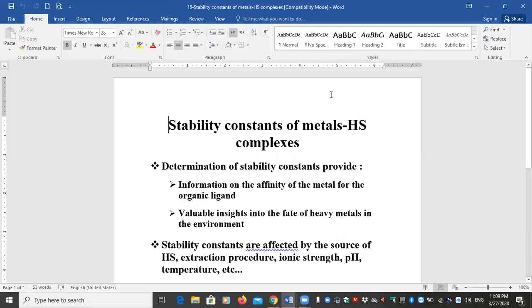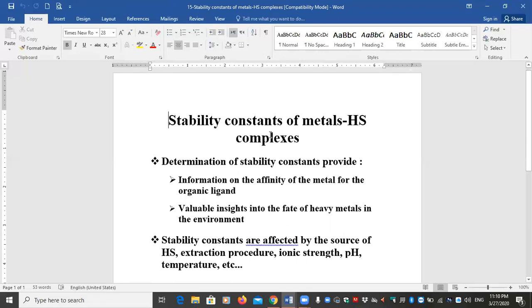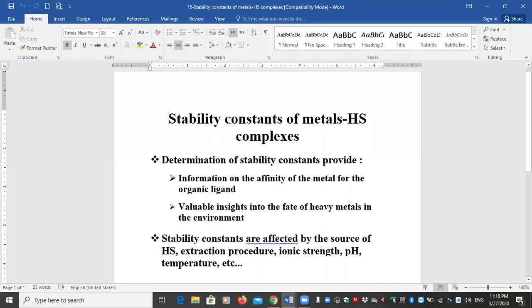The last thing we'll talk about is the stability constant of metals to humic substances complexes. Stability constant is just like the equilibrium constant. Remember, complexation is a reaction. You have a heavy metal attached to an organic compound to form a complex. That's a reaction, so this reaction will have a stability constant, an equilibrium constant, K.